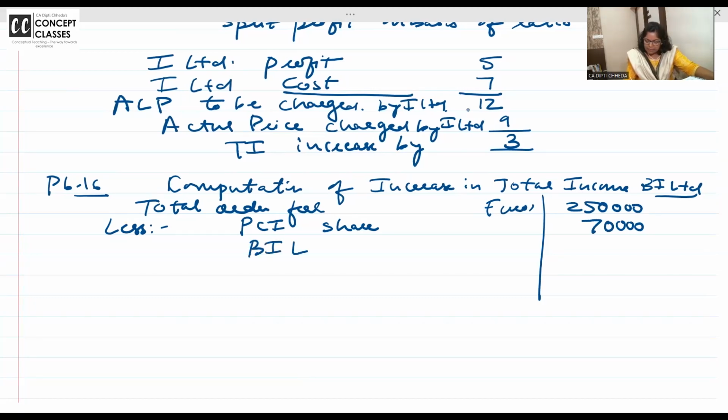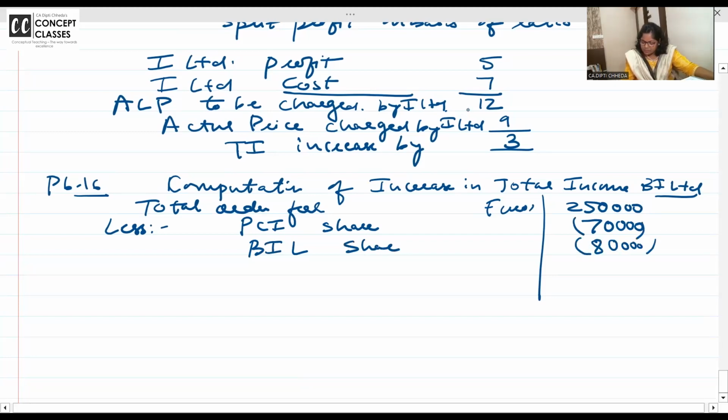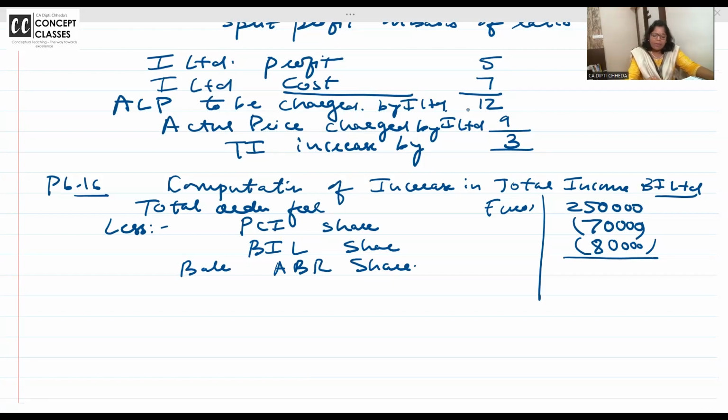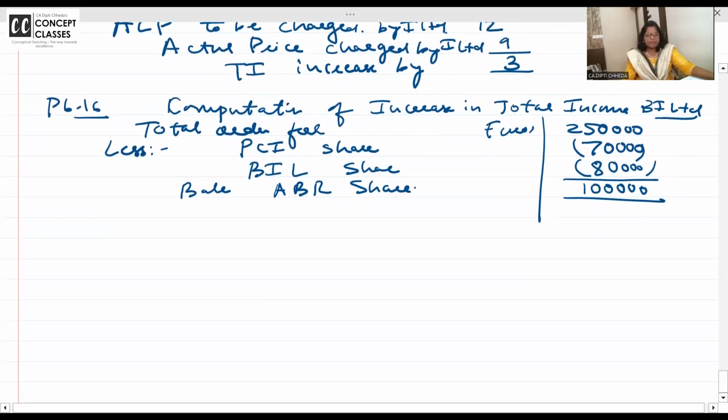बीआईएल का शेयर कितना है? इट्स ऑलरेडी गिवन, 80,000. तो बैलेंस जो भी है वो एबीआर का शेयर होगा, उसका खुद का जो होल्डिंग कंपनी है उसका शेयर होगा. कितना होगा? 250 minus 70 minus 80, 1 lakh. Just sharing of information. Now, main problem.